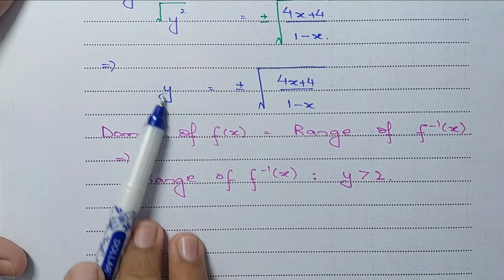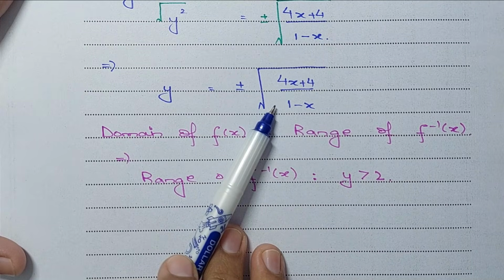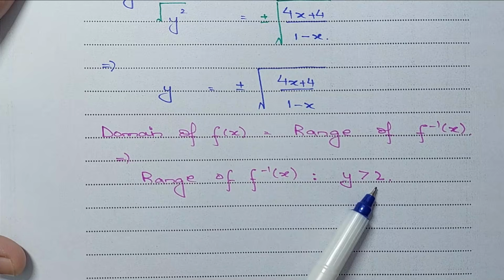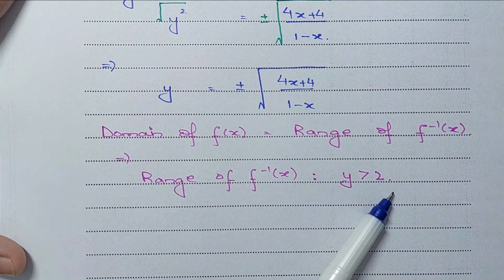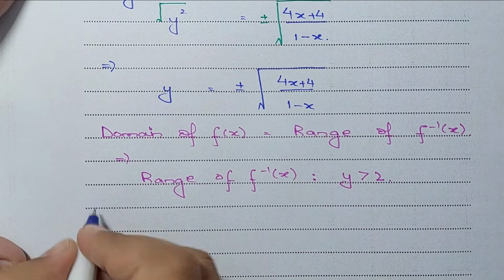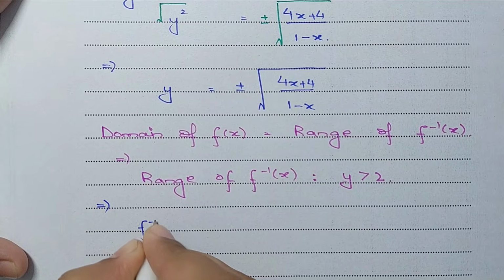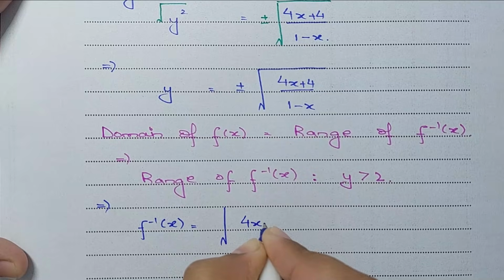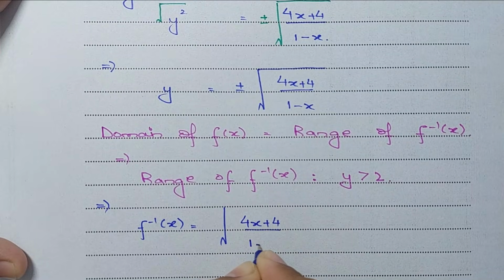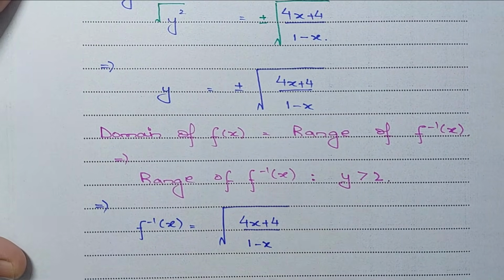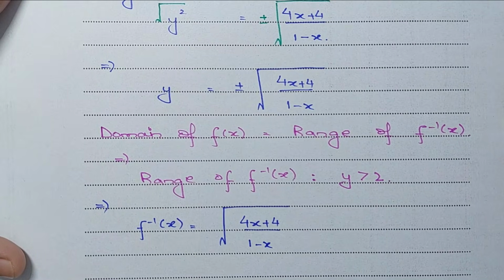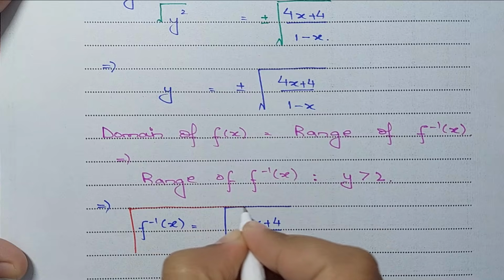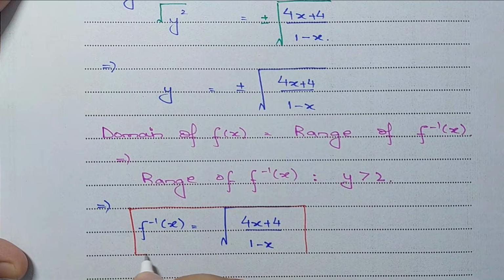So what would be your inverse function now? It should be with a positive square root, because we need the numbers which are more than 2. If the numbers are less than 2, we need a negative square root. This implies we can say f inverse of x becomes the positive root of 4x plus 4 divided by 1 minus x. With the help of the domain of f of x, we can easily decide the function f inverse of x, whether it is with a positive or a negative root, right?